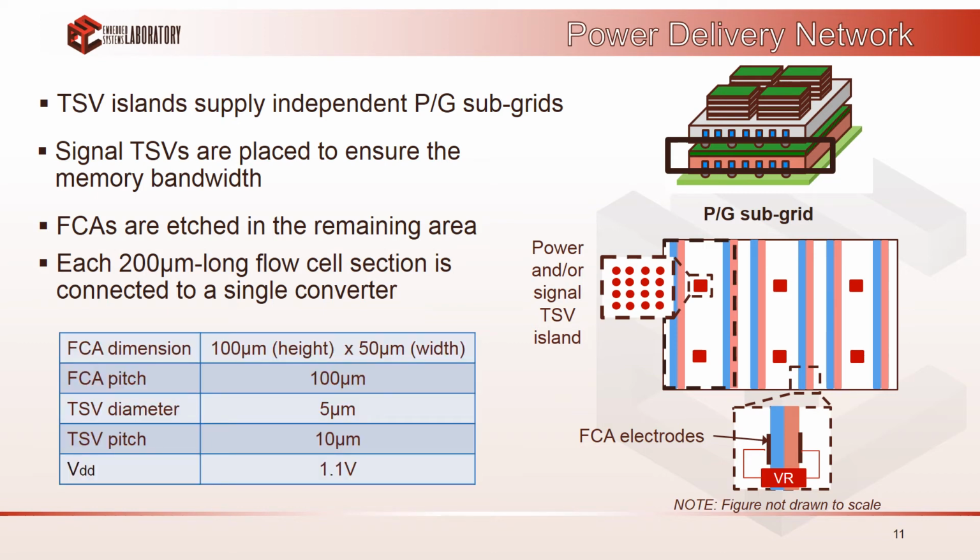The dimensions used for the FCAs are 100 microns of height and 50 microns of width, and they have a pitch of 100 microns. And the TSVs have a diameter of 5 microns and a pitch of 10 microns. And finally, the VDD is set to 1.1 volts, which corresponds to the processor high-performance mode.